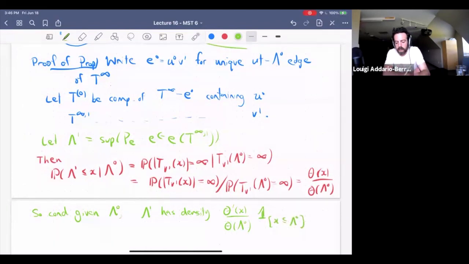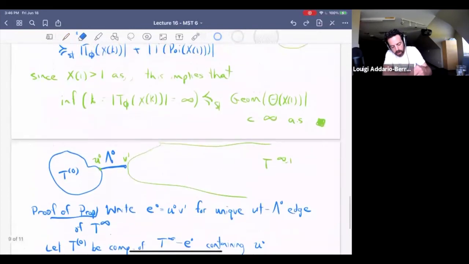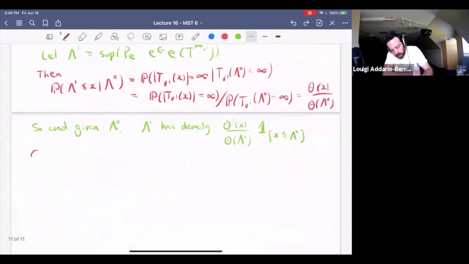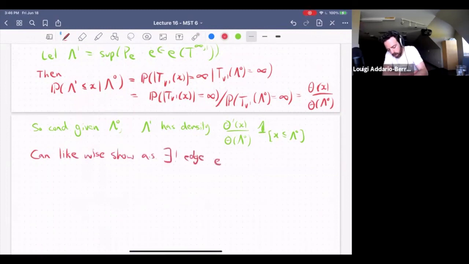Okay, and so we now can describe the distribution of the largest weight edge we'll ever add after adding lambda naught. And we can likewise show that there's going to be a unique edge of weight lambda 1. So, you know, E1, which I'll write U1 V2, of weight lambda 1.